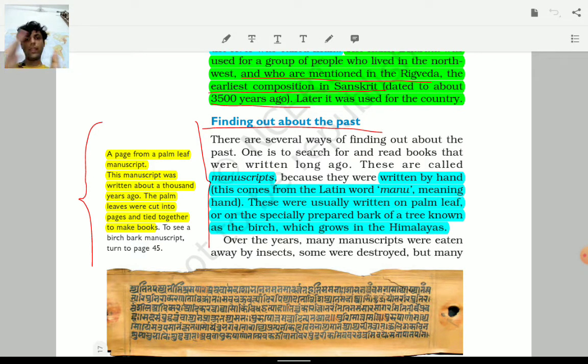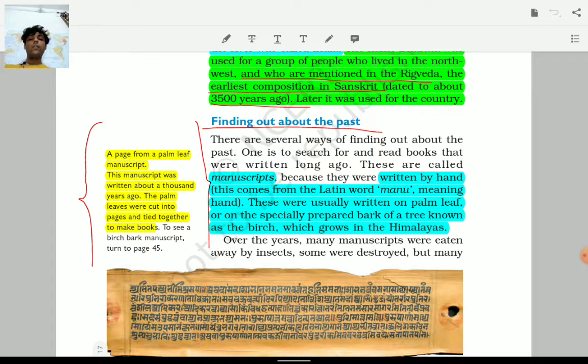Because earlier, in those periods, somewhere around 2500 years ago, there was no paper. They were still understanding how to write, how to communicate, how to pass their message. So they started using manuscripts in a later period. So what are manuscripts? Let us understand. A manuscript is something written by hand. This comes from the Latin word manu, meaning hand. Something which has been written using the hand.